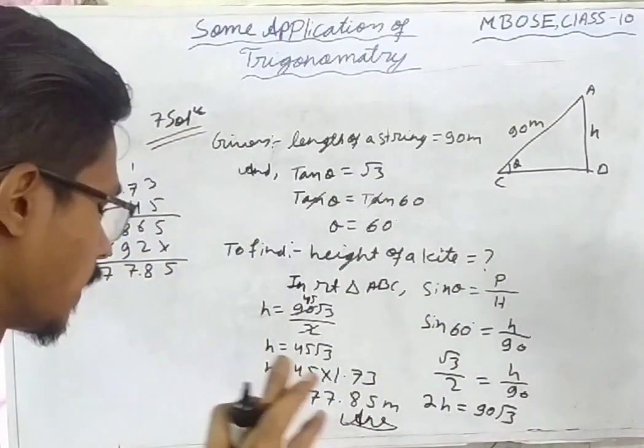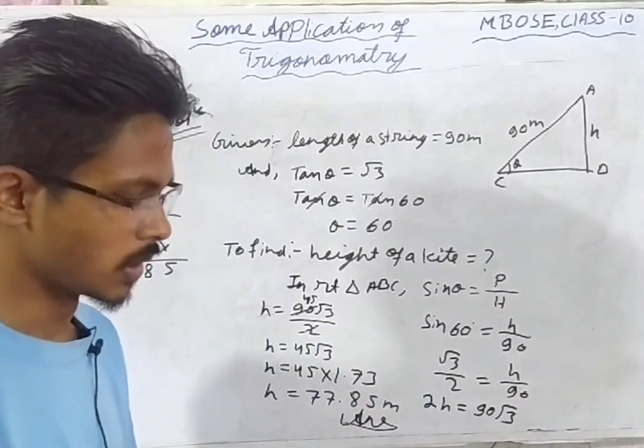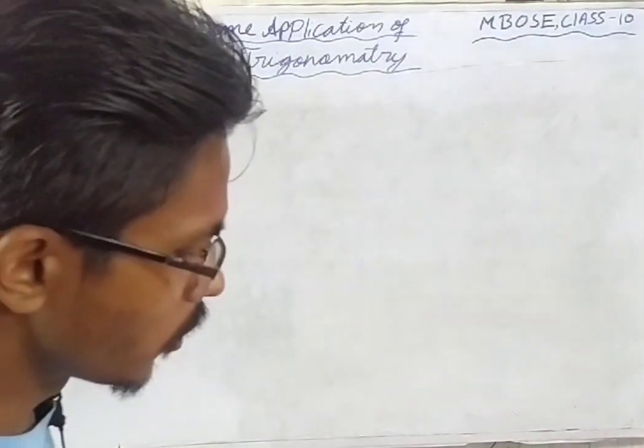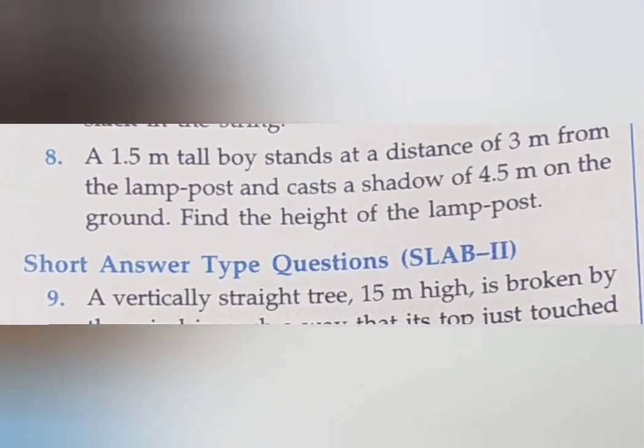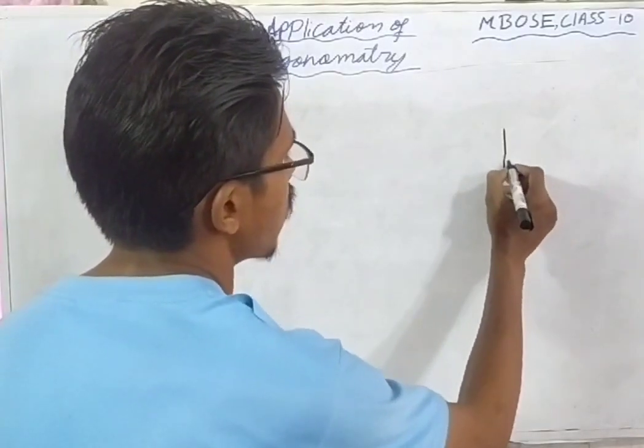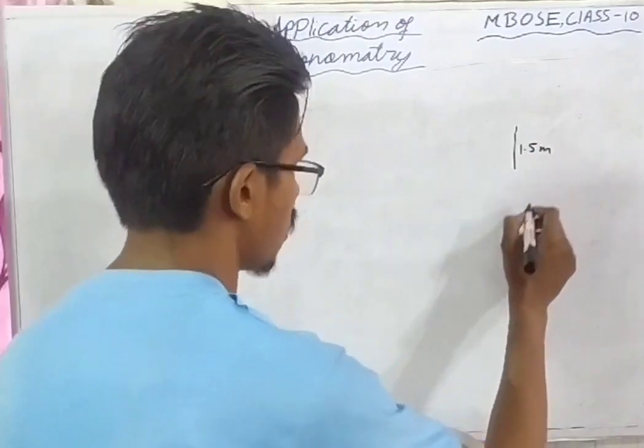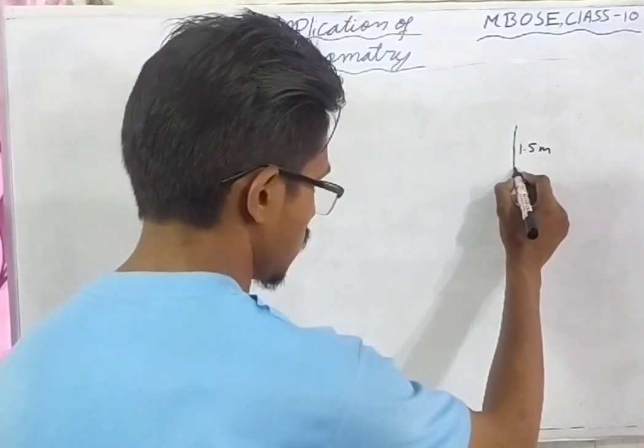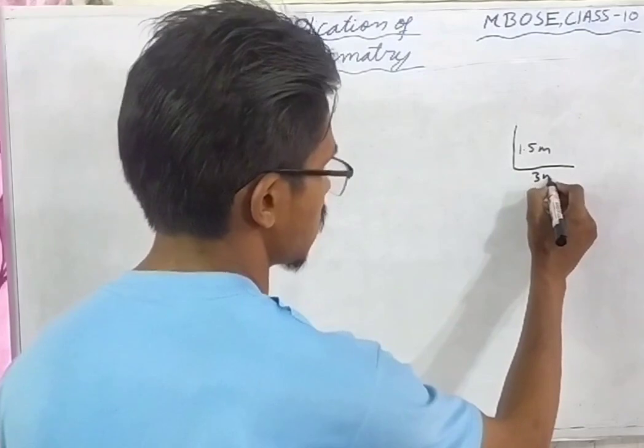Now let's move to the next question. Question number 8. The question is given. A 1.5 meter tall boy stands at a distance of 3 meters from the lamppost and casts a shadow of 4.5 meters on the ground. Find the height of the lamppost. So here, this is the 1.5 meter tall boy, at a distance of 3 meters from the lamppost.